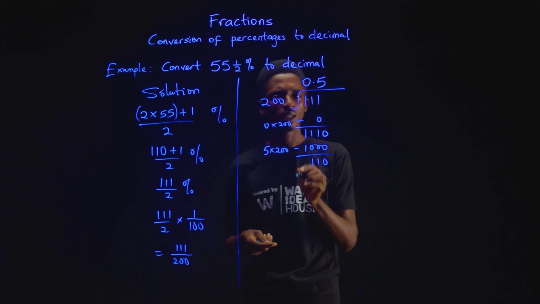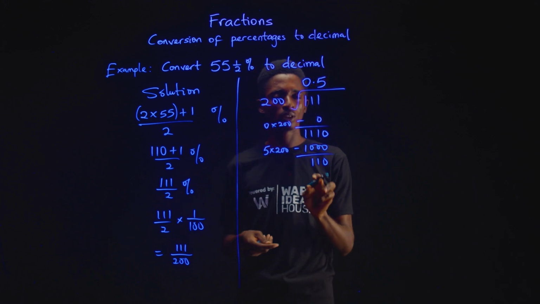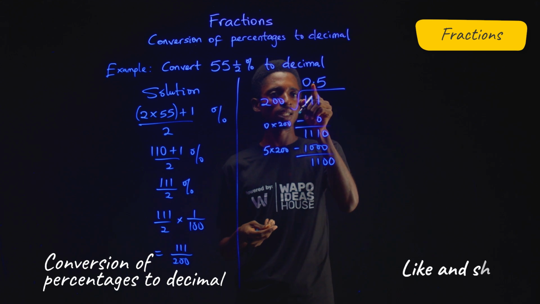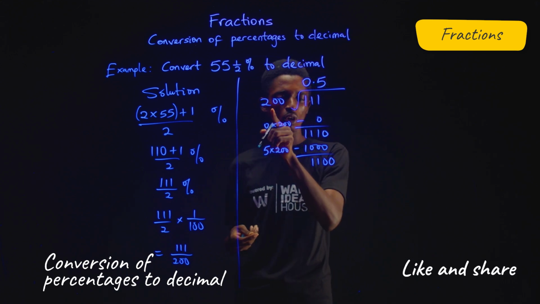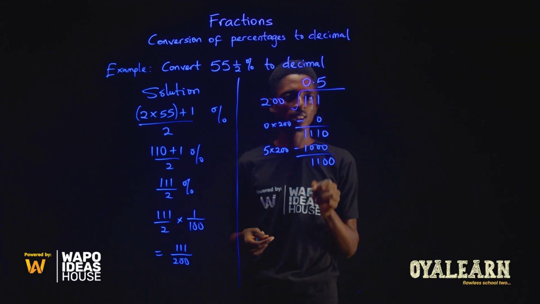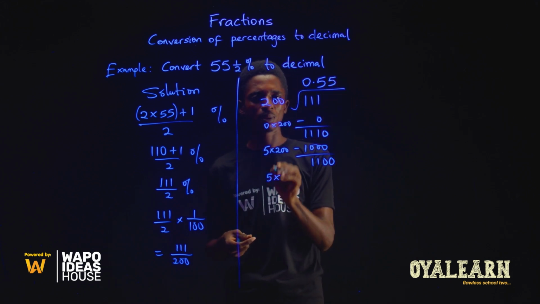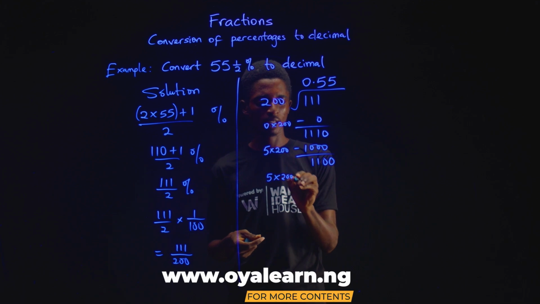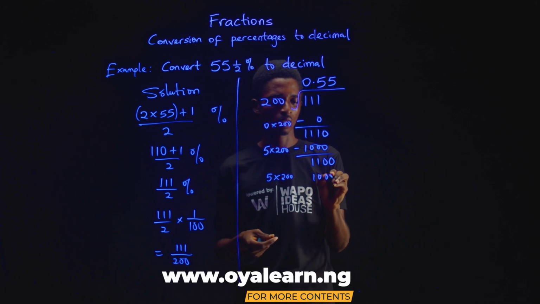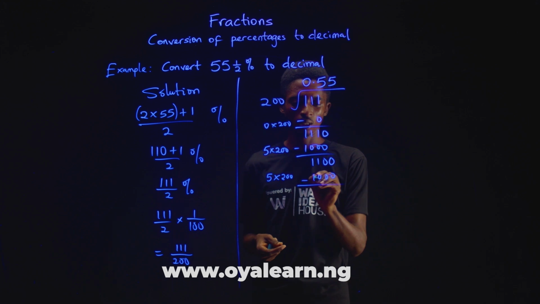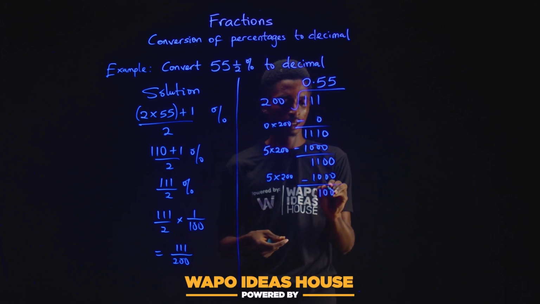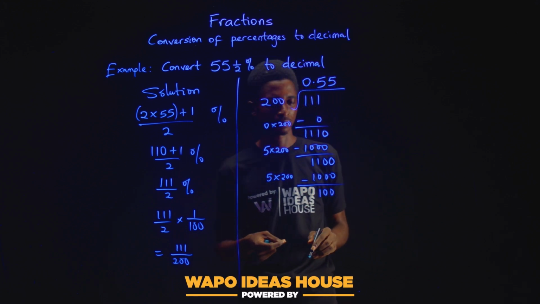Now, 200 and 110, remember the decimal point has to give us a 0 here. 200 out of 1,100, that is also 5. And then 5 multiplied by 200 will give us 1,000. When we subtract, we have 100.